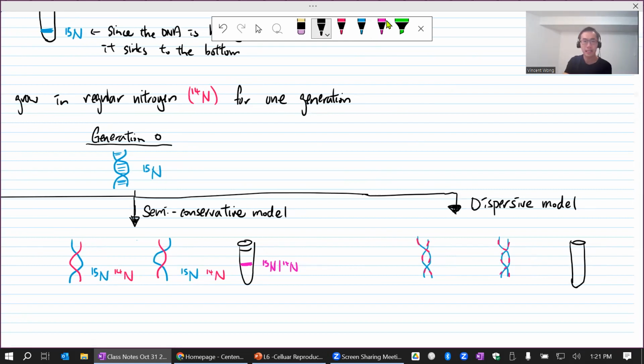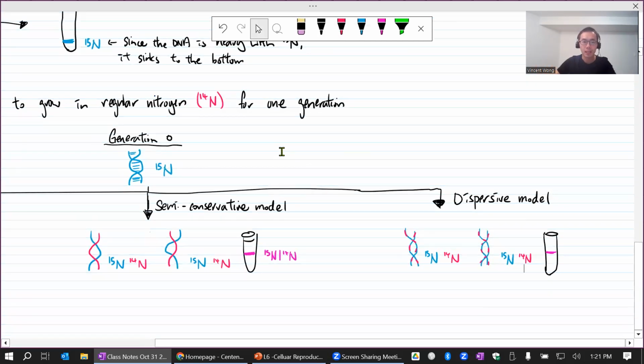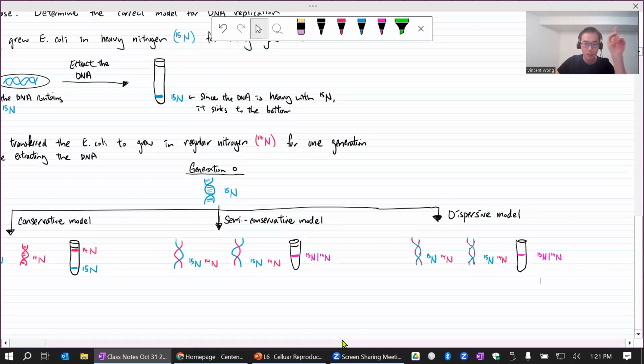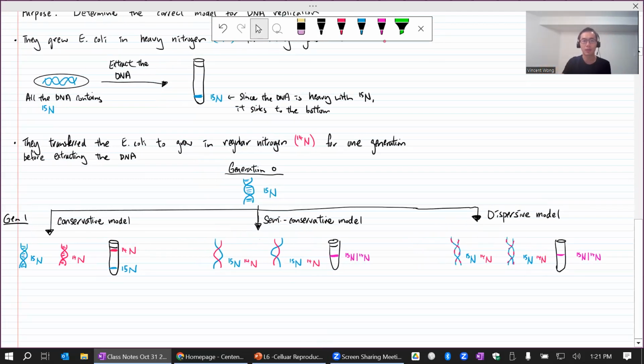In the middle again? It is also going to be in the middle. That's right. Because again, for it to be at the top, it has to be purely red, purely nitrogen 14. For it to be at the bottom, it has to be purely 15. But now we have a mixture again, right? That is why it is in the middle of the column. And so there you have it. That's what you would expect to see for each of the models after one generation.